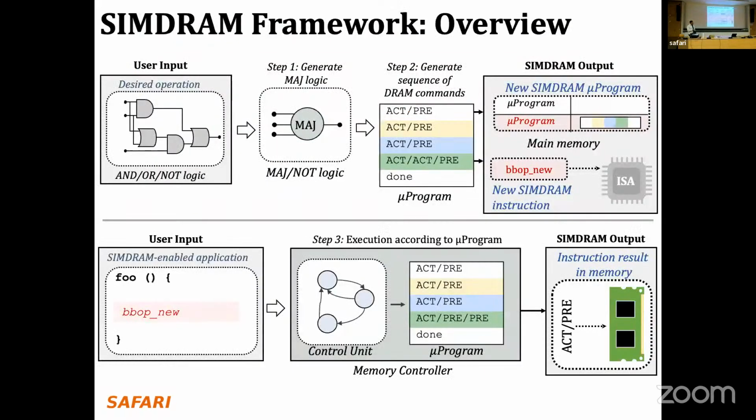But this is the SimDRAM proposal. Basically, we propose a way of generalizing a given computation into the sequence of DRAM commands that implements a given operation. Like, for example, this is addition. So by combining AND or OR and NOT gates together, we can do a full adder inside the DRAM itself. So it's a 3-step methodology.